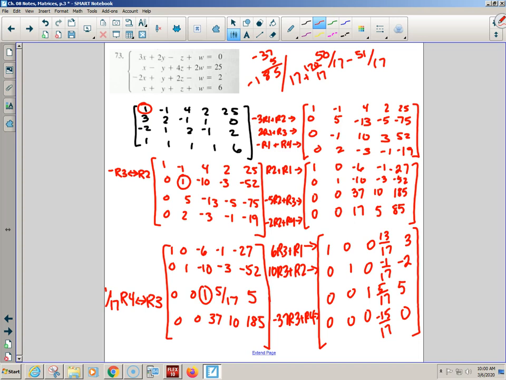How did this happen? For me, adding R2 to R1, 0 plus 1, 1 minus 1 is 0, negative 10 plus 4, negative 3 plus 2, negative 52 plus 25. So I was getting my zeros. I get my zeros by multiplying by the opposite and adding.